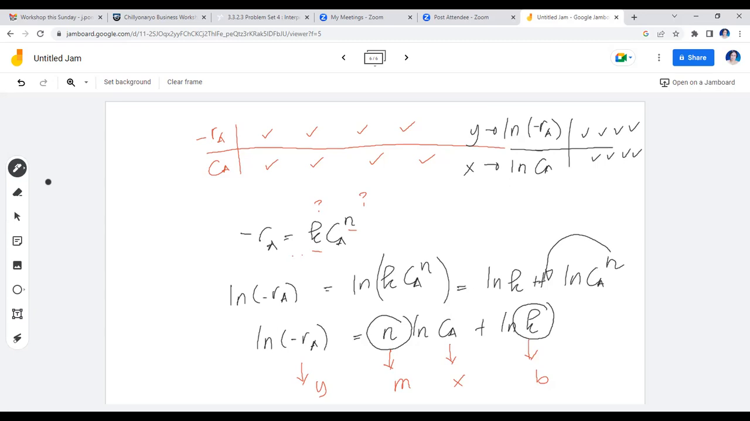Any question? None so far, Miss. Sige. So clear man sa iban.